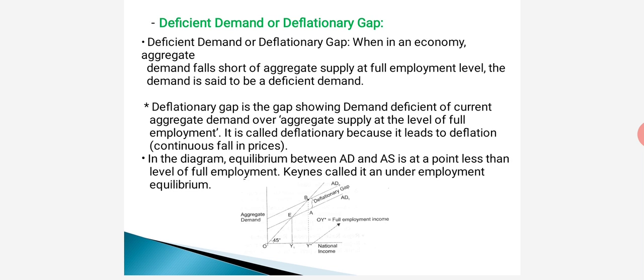Remember it. The question comes like this: can the economy achieve equilibrium before reaching full employment? Your answer will be yes. And what do we call it? J.M. Keynes called it underemployment equilibrium. So children, remember it: underemployment equilibrium comes in case of deficient demand or deflationary gap. Okay, the diagram you can write out and you can understand better.